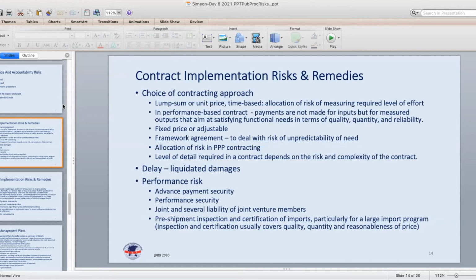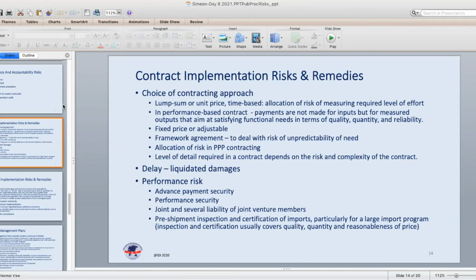Fixed price or adjustable is another important risk mitigation measure related to the risk of price fluctuation. Framework agreements address the risk of the unpredictability that a procuring entity, or multiple procuring entities, may have as to the times when recurrent procurement needs arise, as well as the quantity in which those recurrent purchases may require.